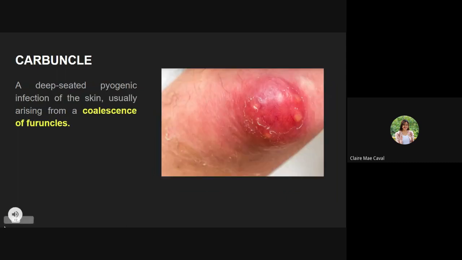Next is carbuncle. Your carbuncle is somehow similar to furuncle. This is a deep-seated pyogenic or pus-producing infection of the skin. Usually, it arises from many furuncles or coalescence of furuncles. When you say coalescence, these are joined together furuncles. Your furuncles and your carbuncles are actually caused by a staphylococcal infection. So this is how it looks like. It's so painful to look at, and these are the pus, and it's swelling and inflamed.